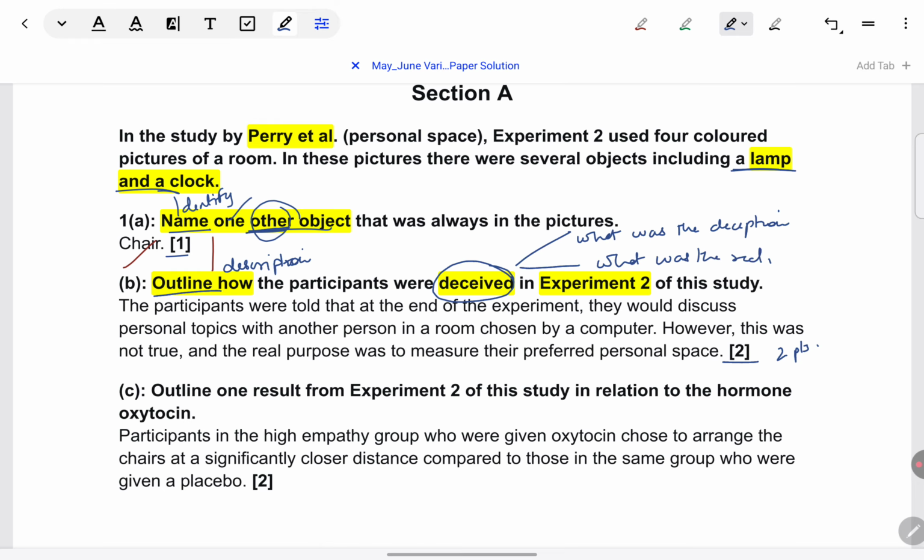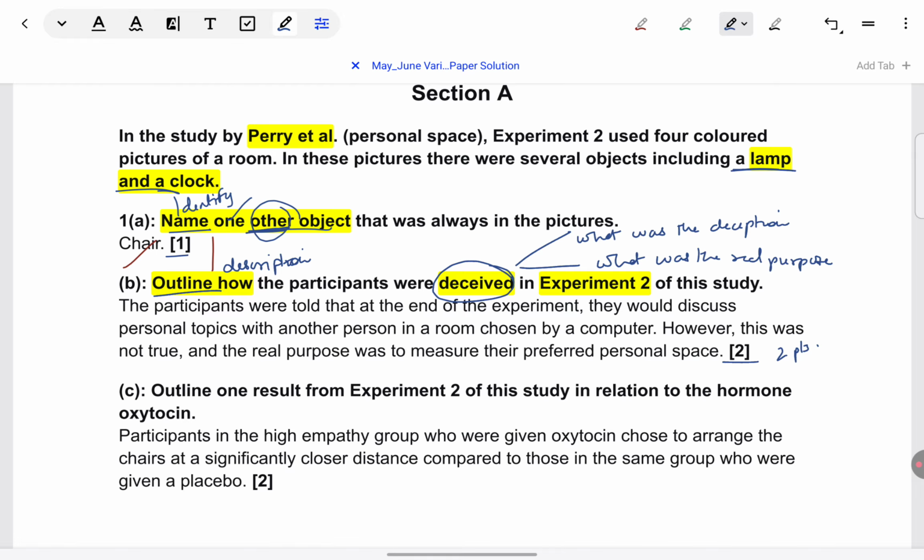Always look for deception. It's not enough to say this is what they were misled about, because that does not make it clear what the true purpose was. So we cannot contrast and see, okay, this was what was actually there and this is what they were being told about. So make sure that contrast is obvious. Just keep these two things in mind and you can easily get 2 marks.